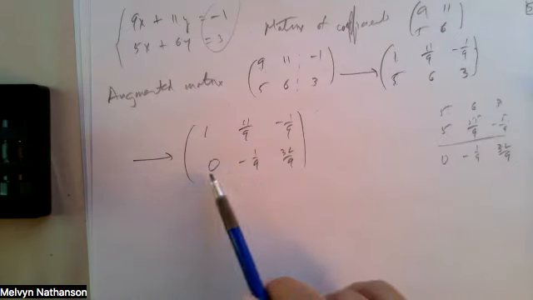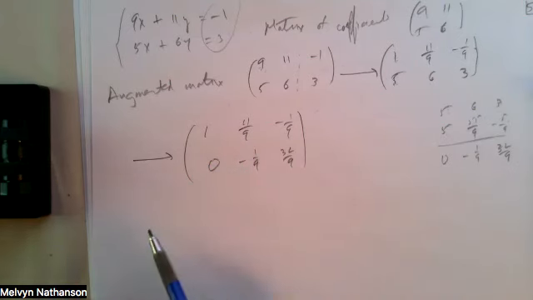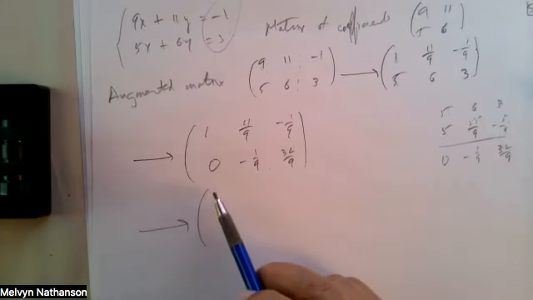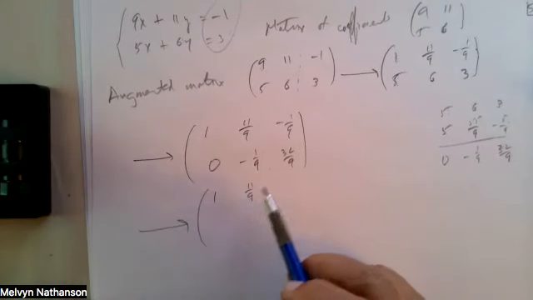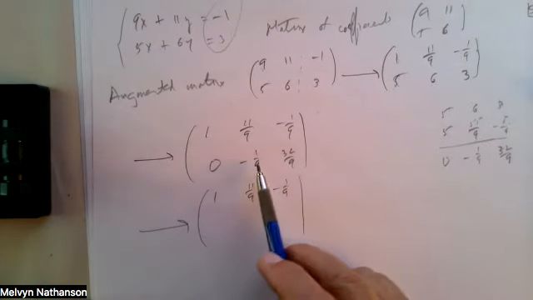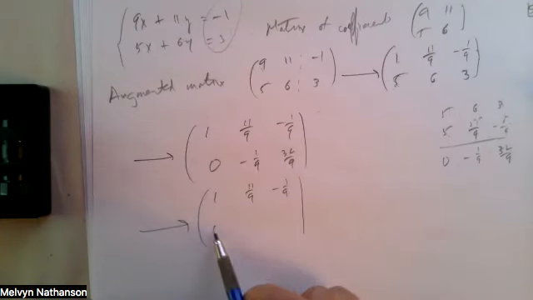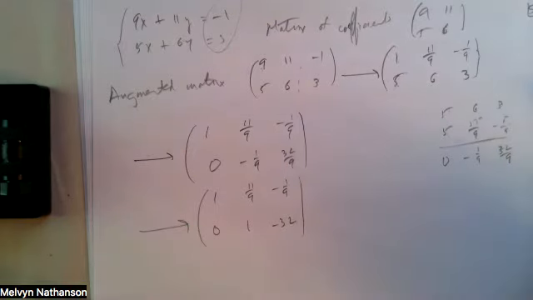Okay, now in the second row, I want the first non-zero coordinate to be a 1. So I'm not changing the first row at this point. But if I multiply the second row by minus 9, I get a 1 here. So multiply the second row by minus 9, I get 0, 1, minus 32.